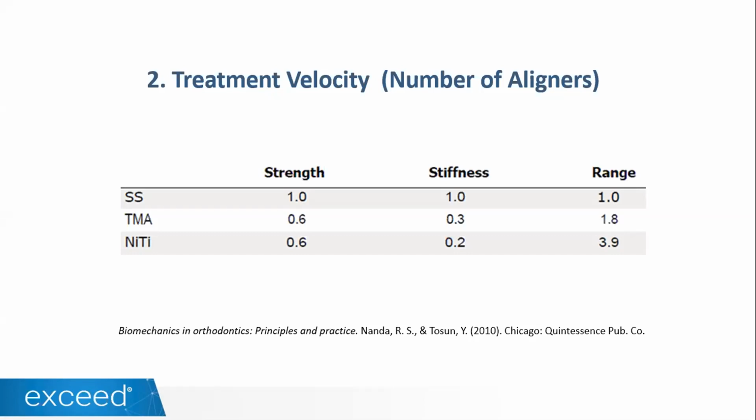But, well, those are things that you can also incorporate into your practice. You can use Propel, you can use corticotomies. There are a lot of appliances like vibrations or laser therapy that you can use to make your treatment faster without decreasing the predictability.